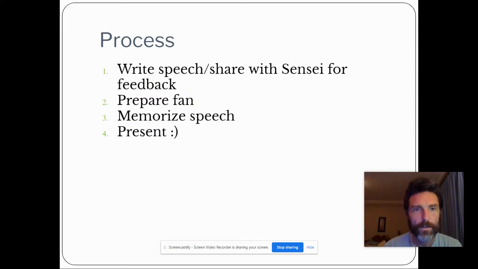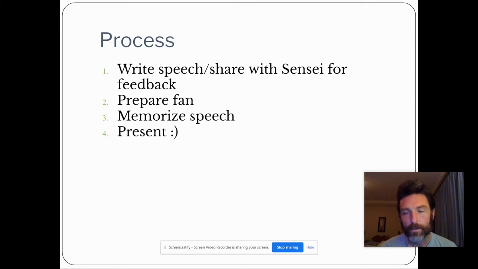So kind of the process is we're going to start this week writing speeches, and then you're going to share them with me. Chiaki Sensei and I are going to give you feedback on those speeches in terms of some things that you should change, think about. We're not going to necessarily give you the answers, but say, look at this or check this out.